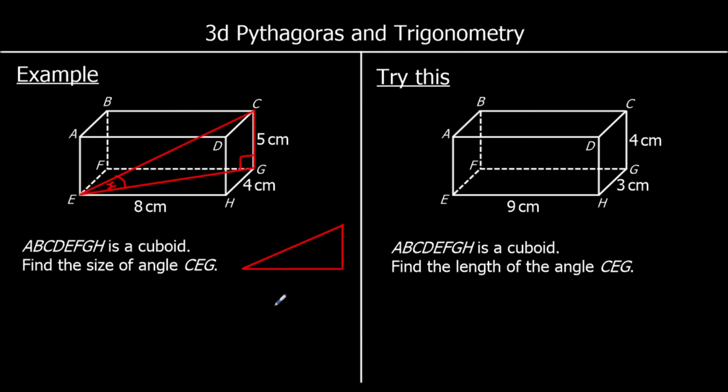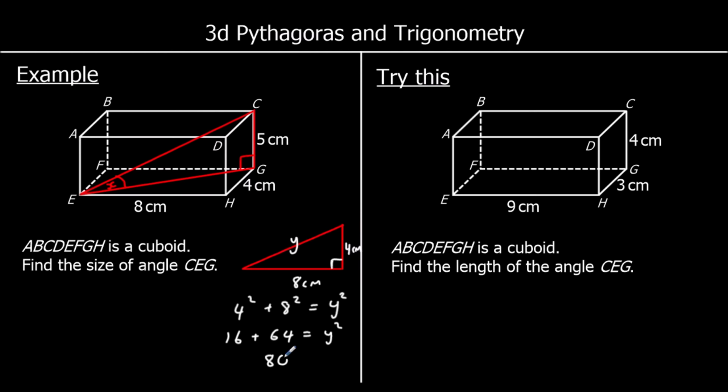So just as we did before, we've got 8 centimeters and 4 centimeters, and we want to find the hypotenuse. So Pythagoras says a squared plus b squared equals c squared. So in this case, 4 squared plus 8 squared equals y squared. So the sum of the squares of the 2 shorter sides is equal to the square of the hypotenuse. 4 squared is 16. 8 squared is 64.